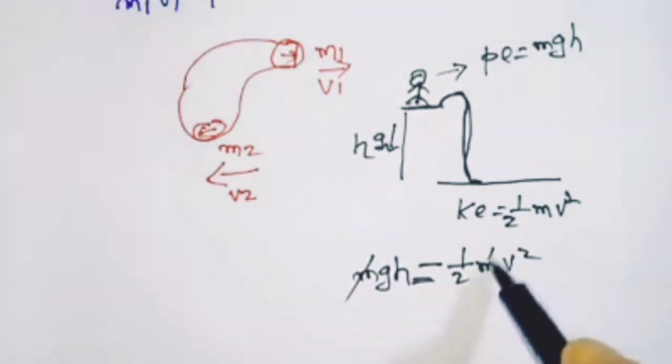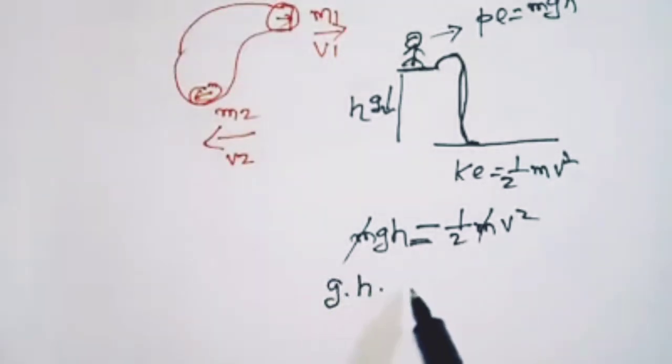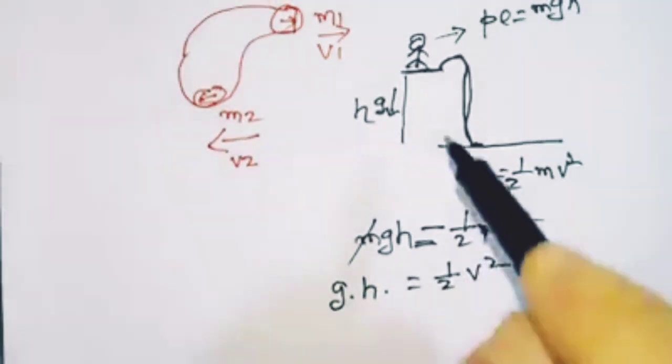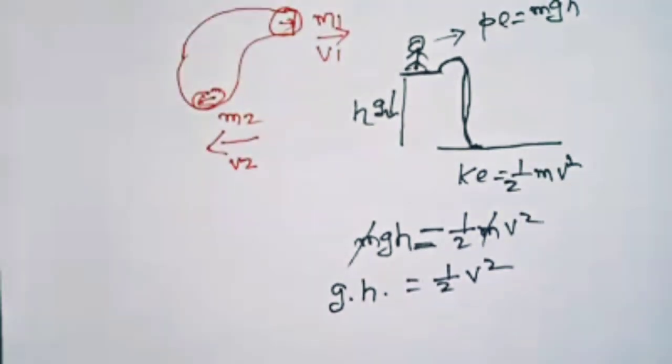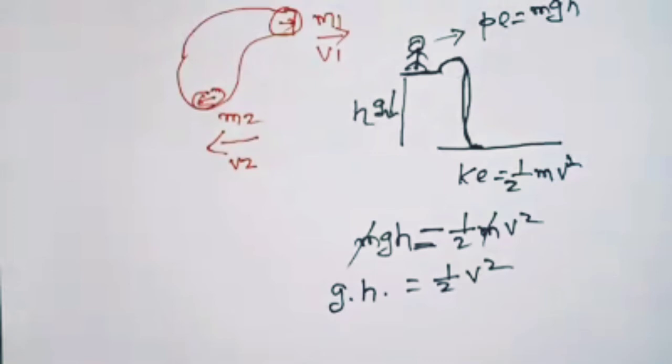Here both the m's get cancelled out, so what we get is g, gravitational acceleration, times height, equal to half of velocity squared. So your entire potential energy, just before touching the ground and gaining speed, is getting converted to kinetic energy, and because both of them will be equal, that is how it comes to.